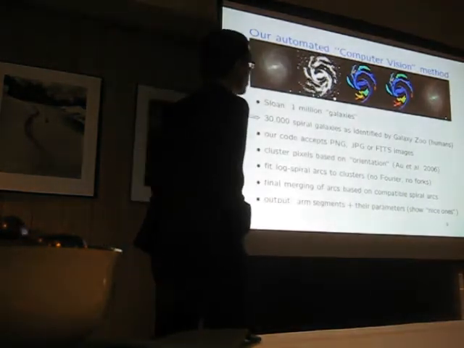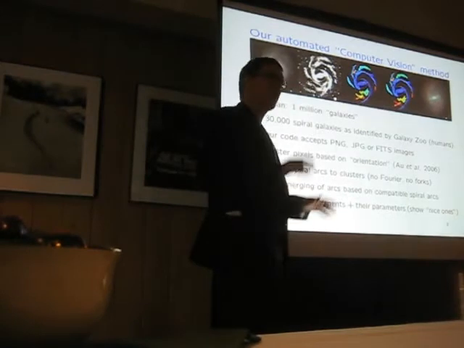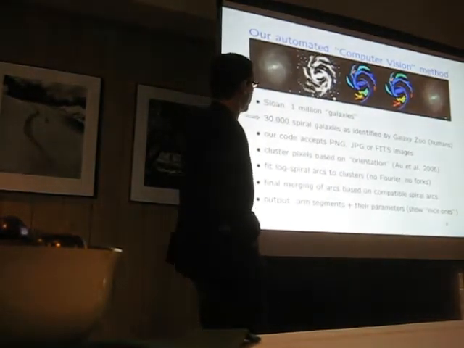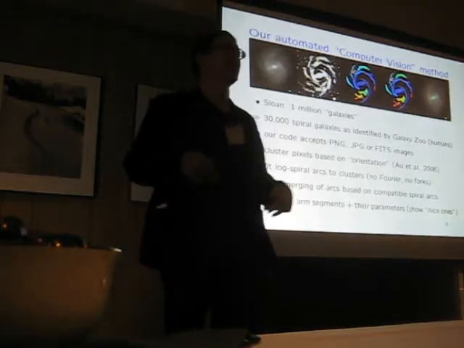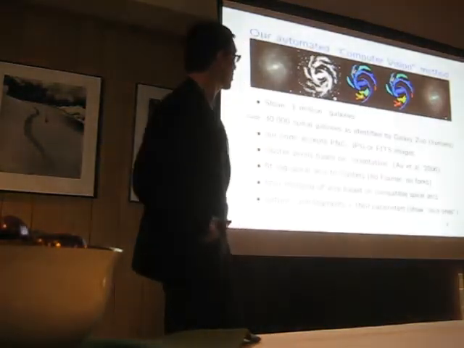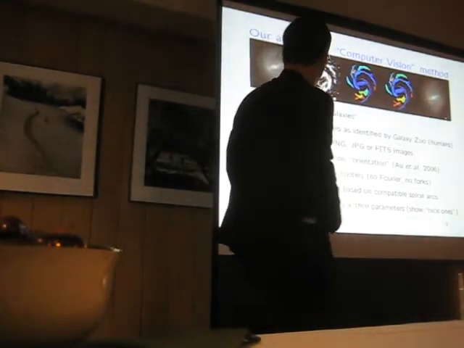So what we've created is an automatic method for extracting structure from images of galaxies. I'm not going to go into a lot of detail about how the method works. We started off with the data set of Sloan. The Sloan survey lists about 1 million objects as being galaxies, although it doesn't specify whether it's a spiral galaxy, an elliptical galaxy, or anything else.